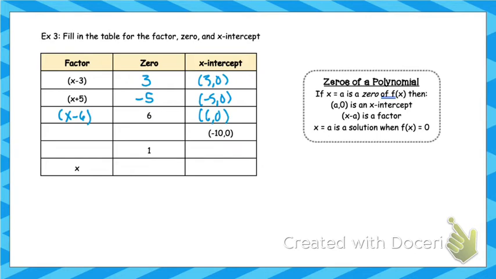If negative 10 is the x-intercept, negative 10 is the 0. The way we would write the factor is the opposite sign, x plus 10. If you feel comfortable, pause it, try these next two. So 1's the 0, x minus 1's the factor. 1, 0 is the intercept.